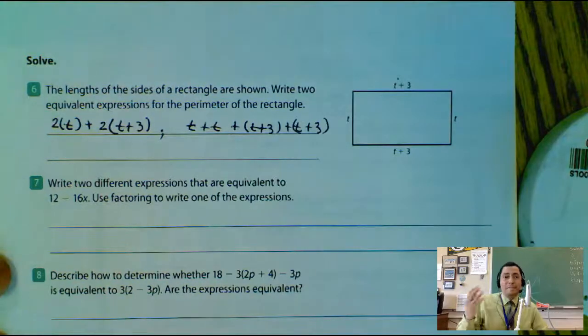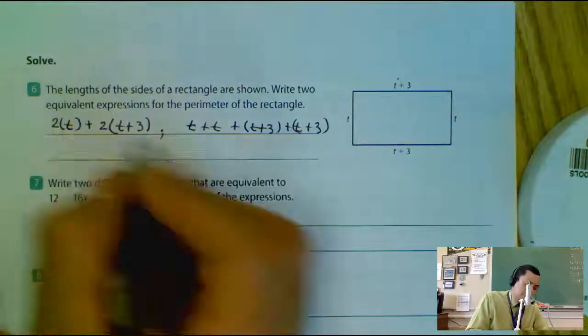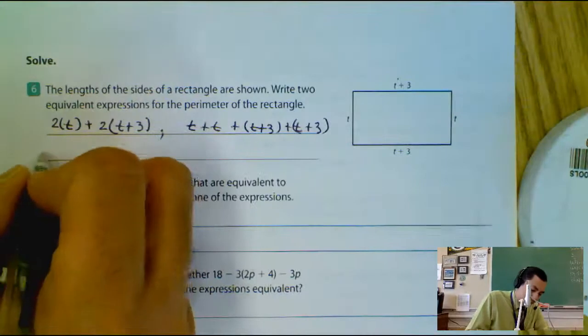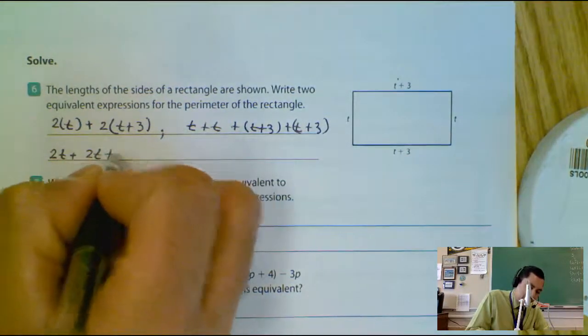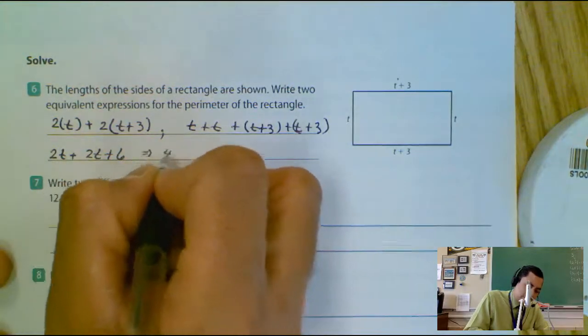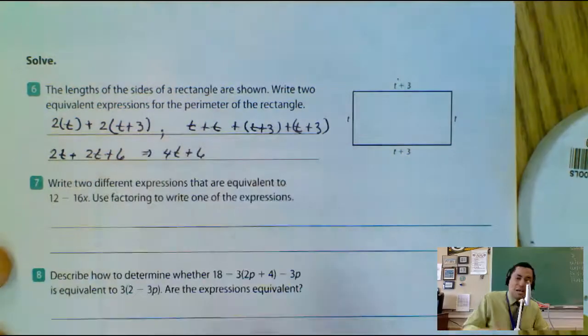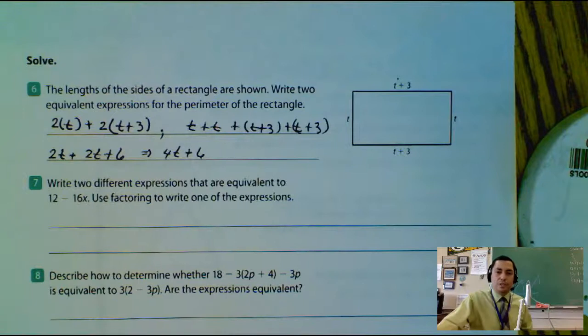Now, if you simplify these ones, I'm going to do this one. 2t plus 2t plus 6. And 2 plus 2 is 4t. Plus 6. That will be the simplified form. 4t plus 6 in both expressions.